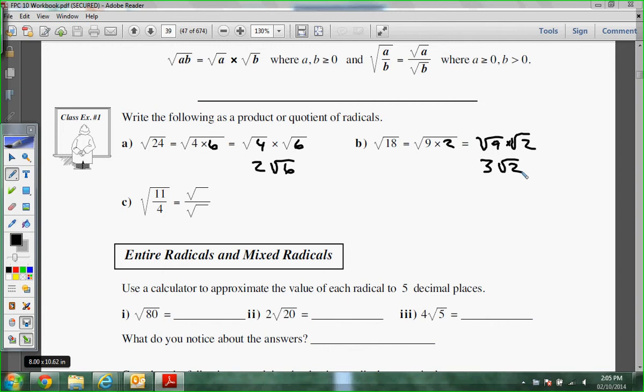Square root of 11 over 4 is the same thing as root 11 over root 4. We know that root 4 again is 2, so we can simplify it as root 11 over 2. Square root of 4 is 2. 11 is not a perfect square.